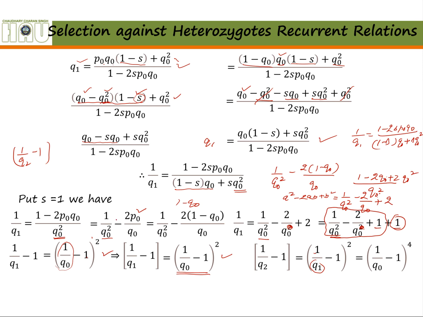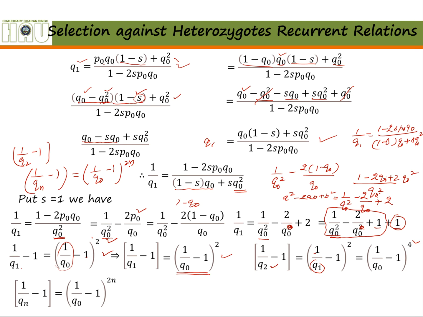So if you go on like this, ultimately you find out 1/qn − 1 raised to power, what is the value of this in terms of q0? For 1 it is square, for 2 it is raised to power 4. So for n it is (1/q0 − 1) raised to power 2n. So 1/qn − 1 will be equal to (1/q0 − 1) raised to power 2n.